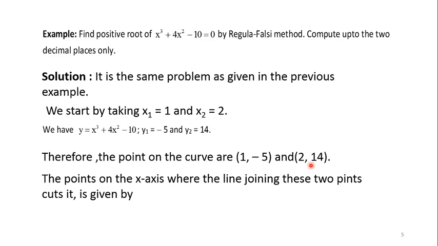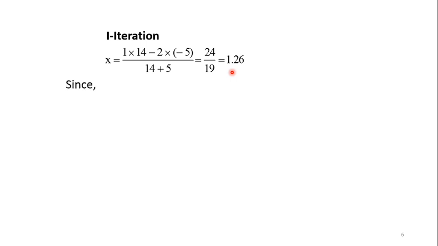That's why you can find the point on the x-axis where the line joining these two points cuts it, given by, as the first iteration, (1 into 14 minus 2 into minus 5) upon (14 plus 5). So this gives 24 upon 19, that is equal to 1.26. Now again you will find the value of f(x), that is at 1.26, the value is minus 1.65.